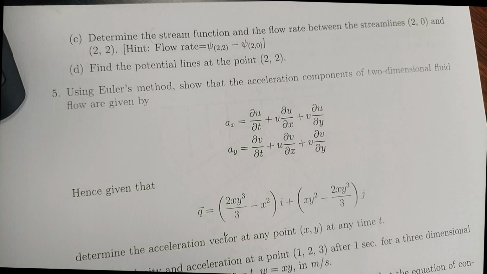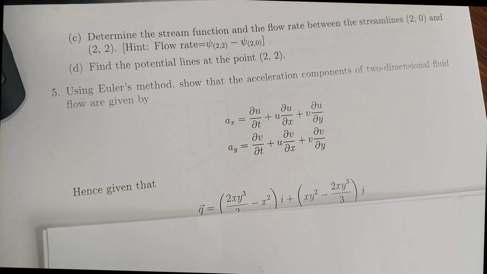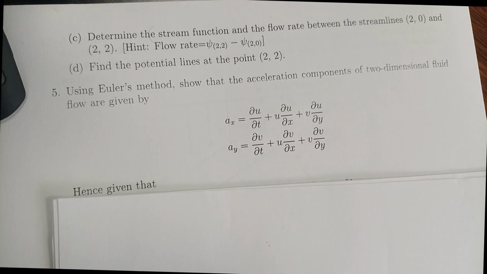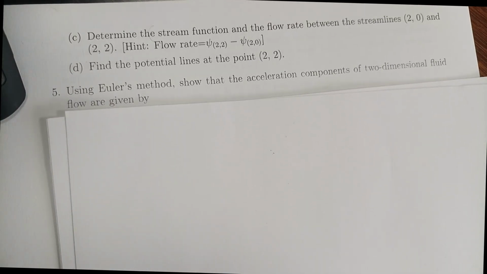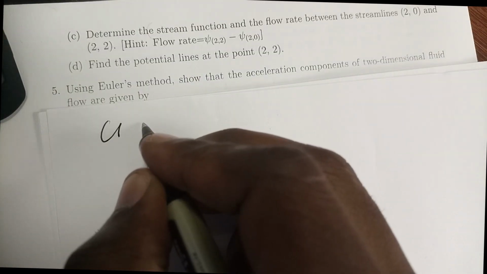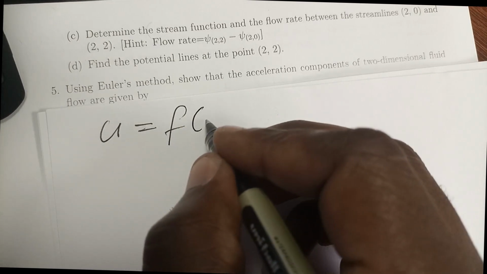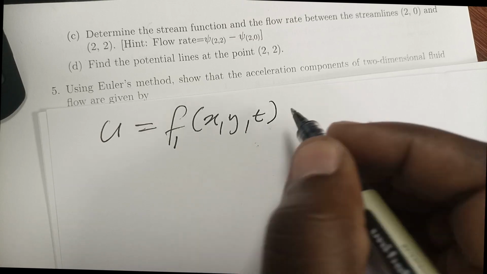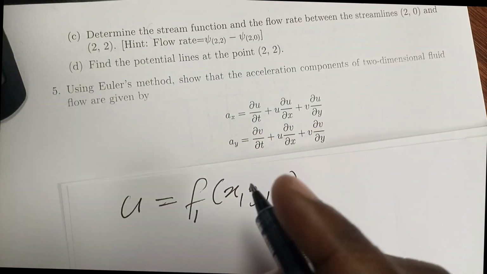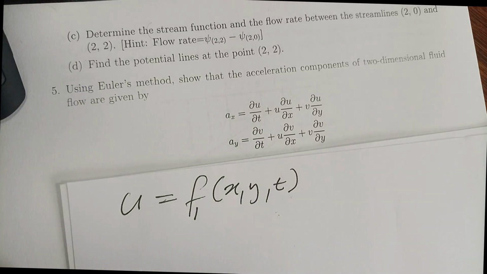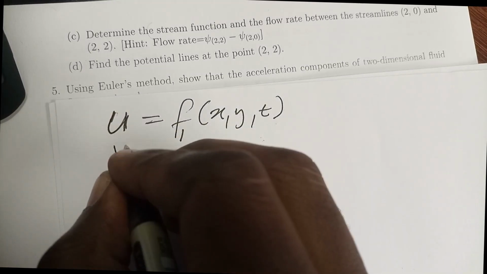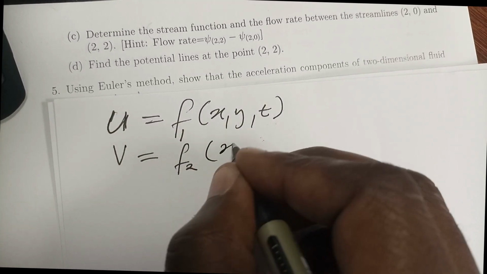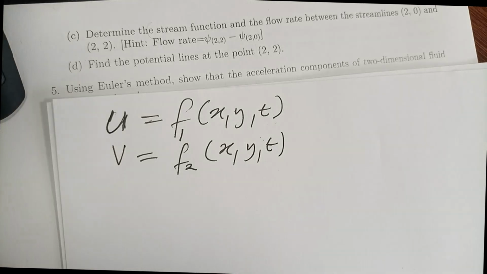So when you're describing the fluid motion using Euler's method, the velocity components are given by a function, let's say f1 of x, y, and t. Remember, this is a two-dimensional flow. That's why we have x and y. This is the velocity along the x, and the other velocity component along the y will be given by f2 of x, y, and t.